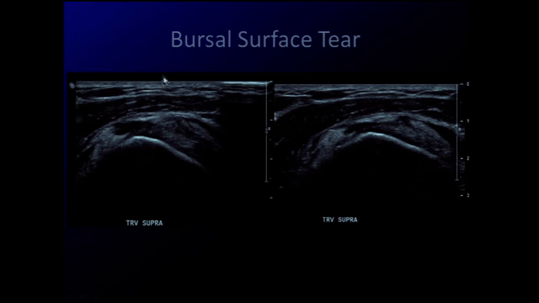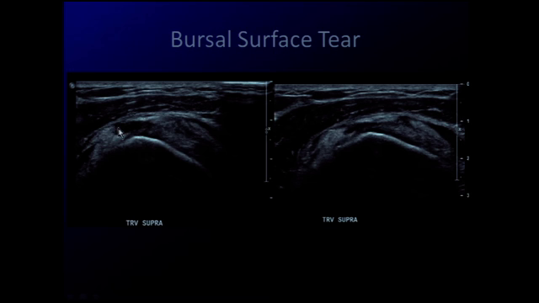Okay, so here we are moving along looking at a bursal surface tear. We're looking at the skin and subcutaneous fat. We've got the deltoid muscle. Here we've got the rotator cuff with a small hypoechoic defect along the bursal side of the cuff. Here we're looking at the underlying humeral head.